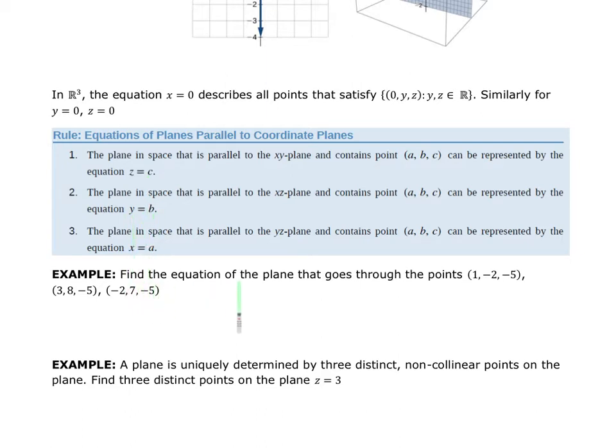If we want to find the equation of the plane that goes through the points (1, -2, -5), (3, 8, -5), and (-2, 7, -5), the first thing we're going to do at this point, because we haven't learned norming yet, is look to see if there's any number that they all share. In this case, they all share that -5. This equation then would be z is equal to -5, because all of them share that -5.